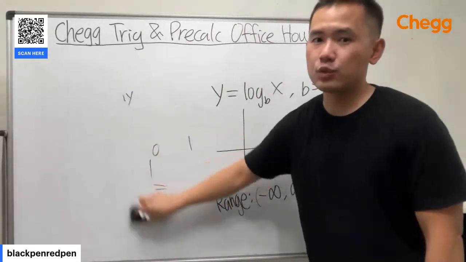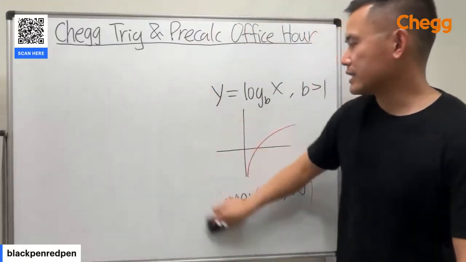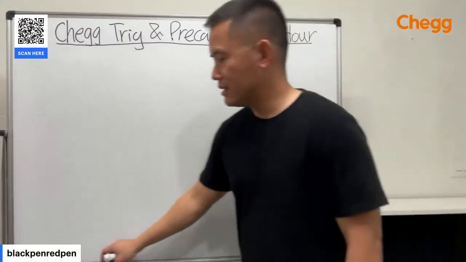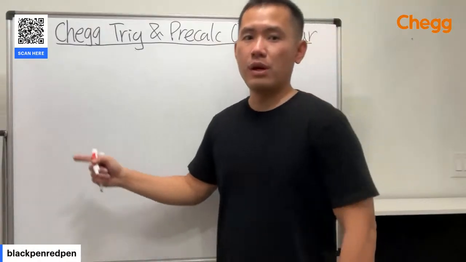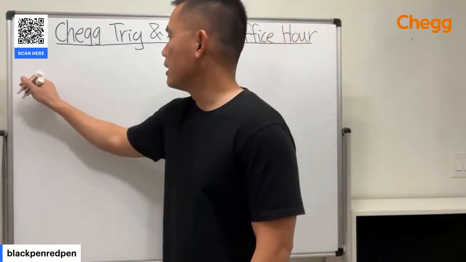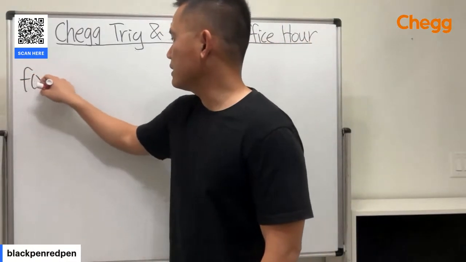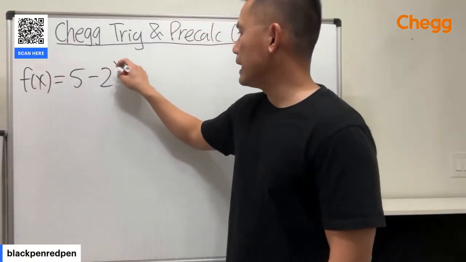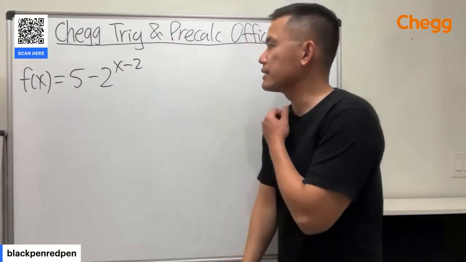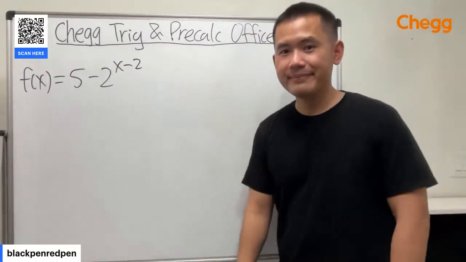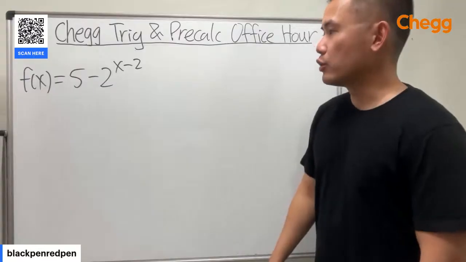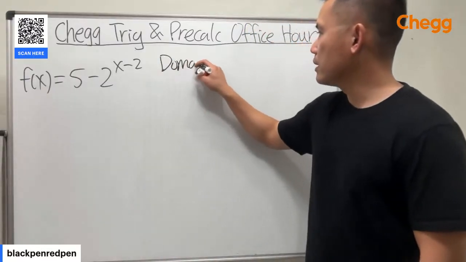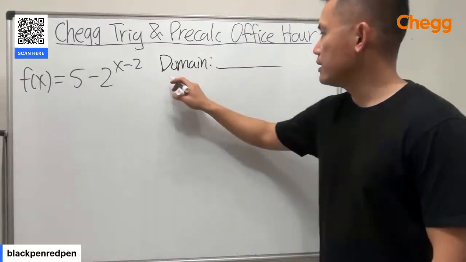And perhaps I'll show you guys one of the questions that I just asked my pre-calculus students today on the quiz. Find the domain and range for the exponential function, and this is the function. I'll write down f of x. I have 5 minus 2 to the x minus 2, something like that. The goal is to find the domain and also the range. So perhaps I'll write it down right here. We want the domain and the range.